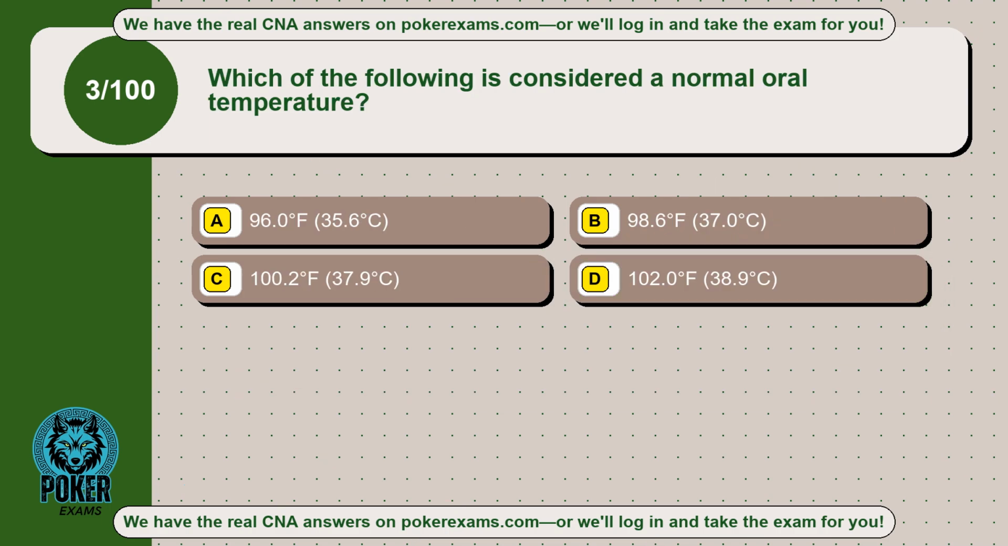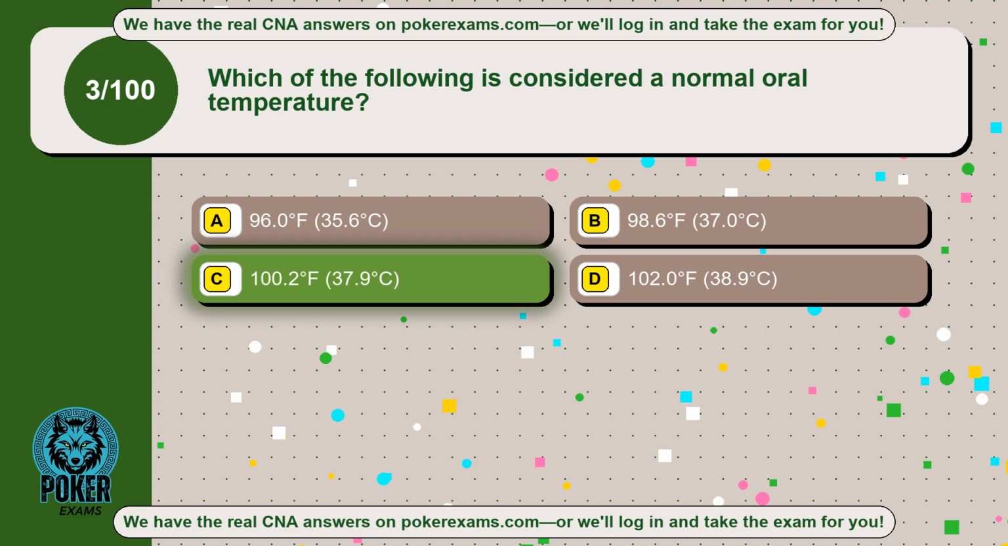Question 3. Which of the following is considered a normal oral temperature? Option A, 96.0 degrees Fahrenheit, 35.6 degrees Celsius. Option B, 98.6 degrees Fahrenheit, 37.0 degrees Celsius. Option C, 100.2 degrees Fahrenheit, 37.9 degrees Celsius. Option D, 102.0 degrees Fahrenheit, 38.9 degrees Celsius.